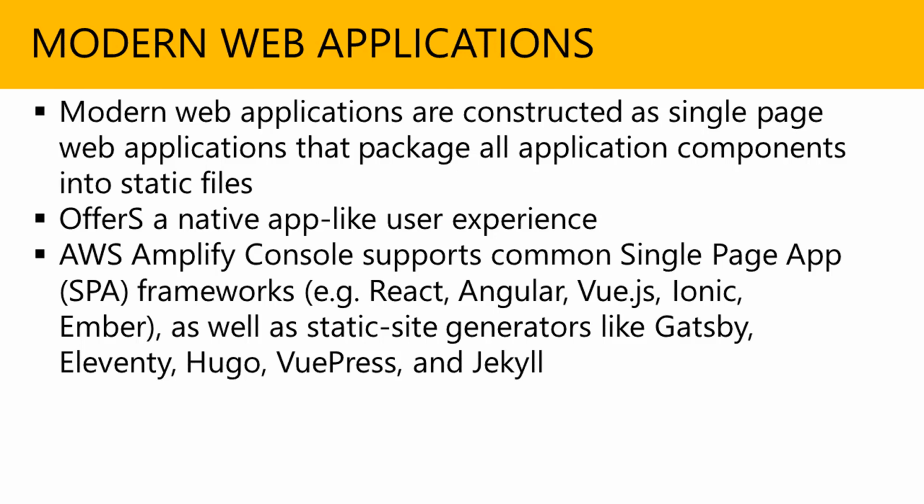Now, what the AWS Amplify console does is simplify these deployments of the front end and back end in a single workflow, just like I mentioned earlier. The AWS Amplify console supports common single page app, or SPA, frameworks, right? Examples are React, Angular, Vue.js, Ionic, Ember, and so on, as well as static site generators like Gatsby, Hugo, or VuePress, and so on.